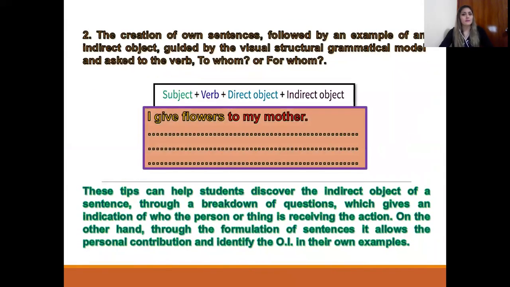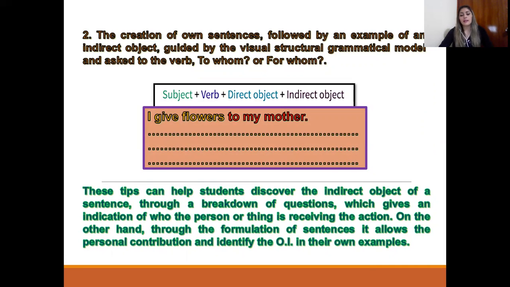Tip number 2, the creation of own sentences, followed by an example of an indirect object guided by the visual structural grammatical model and asking the verb to whom or for whom. The structure is subject plus verb plus direct object plus indirect object. For example, I give flowers to my mother. For whom? To my mother. The students can write other examples.